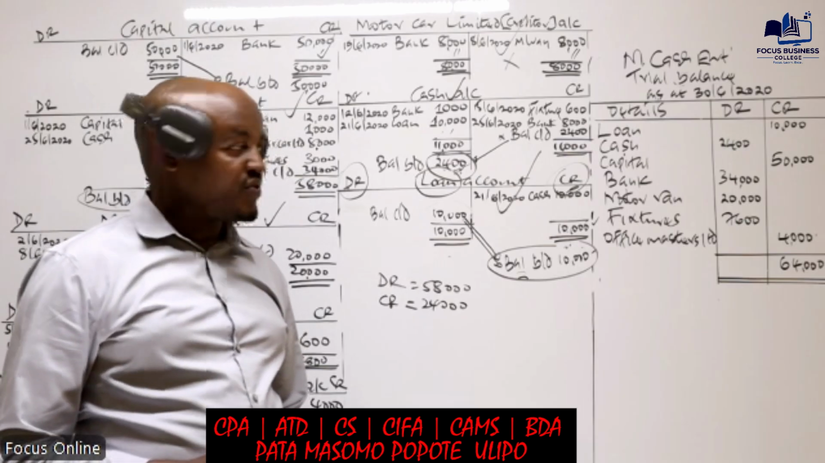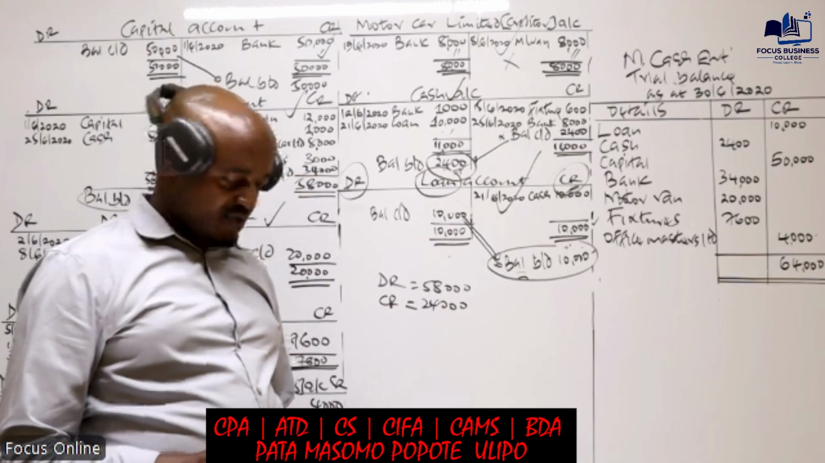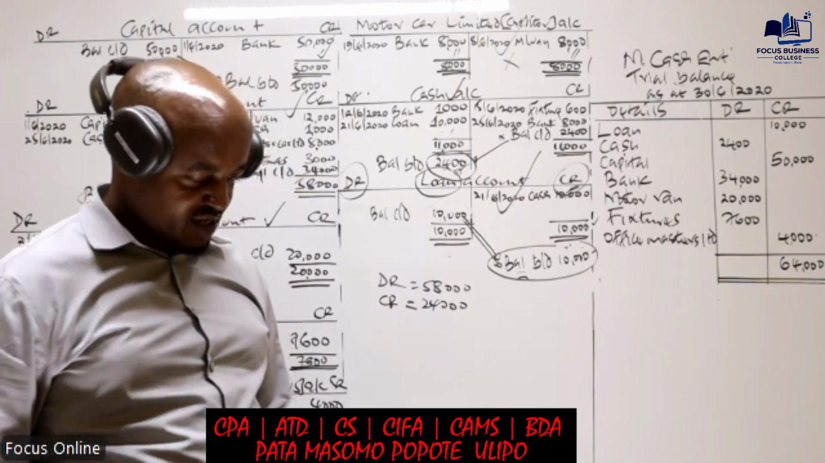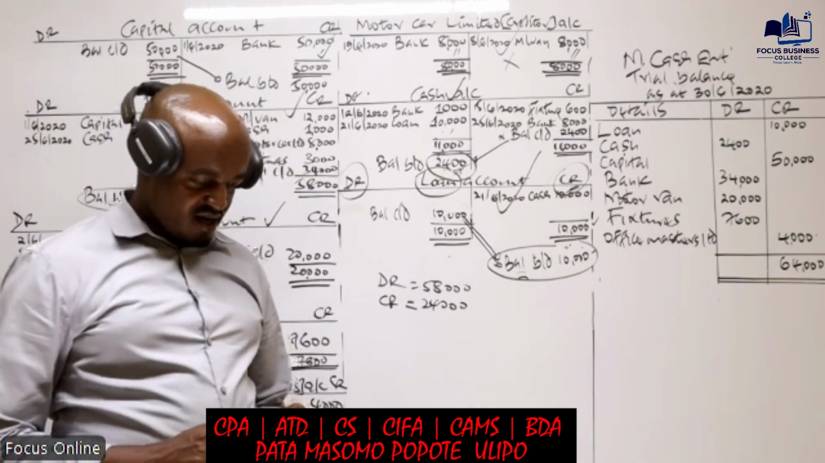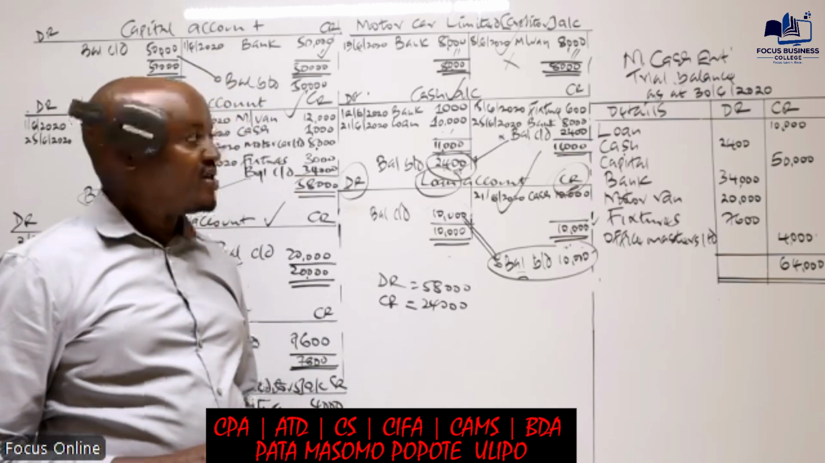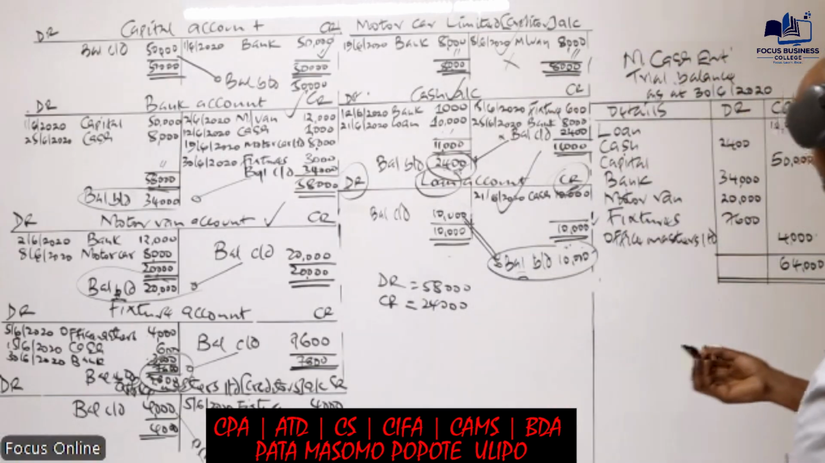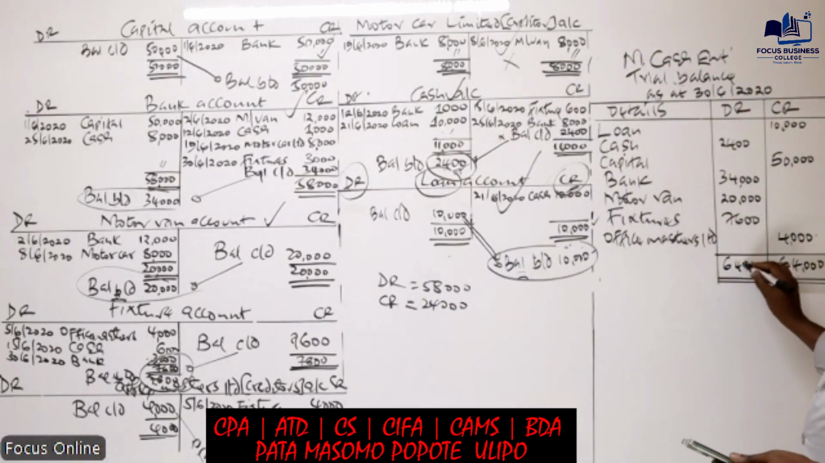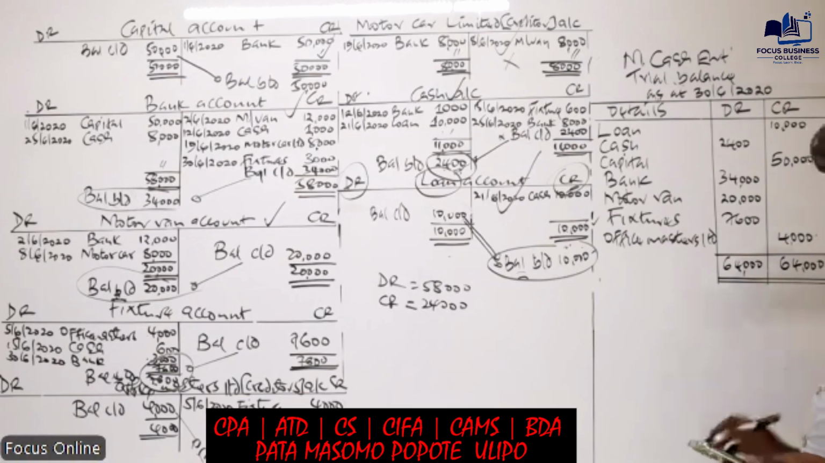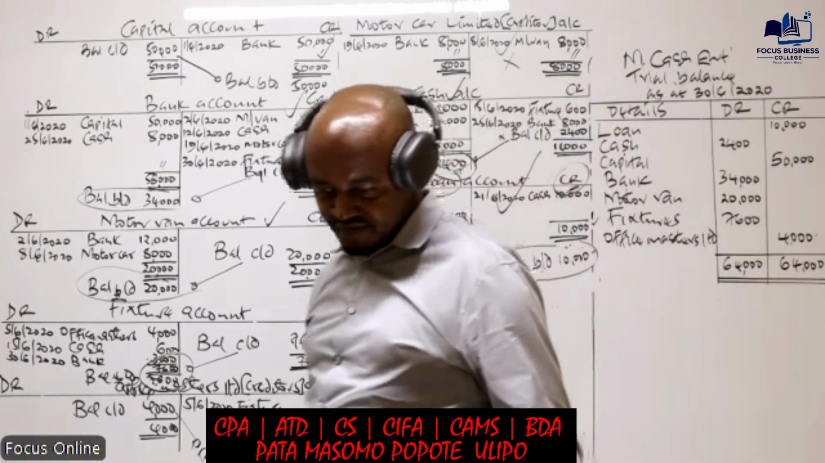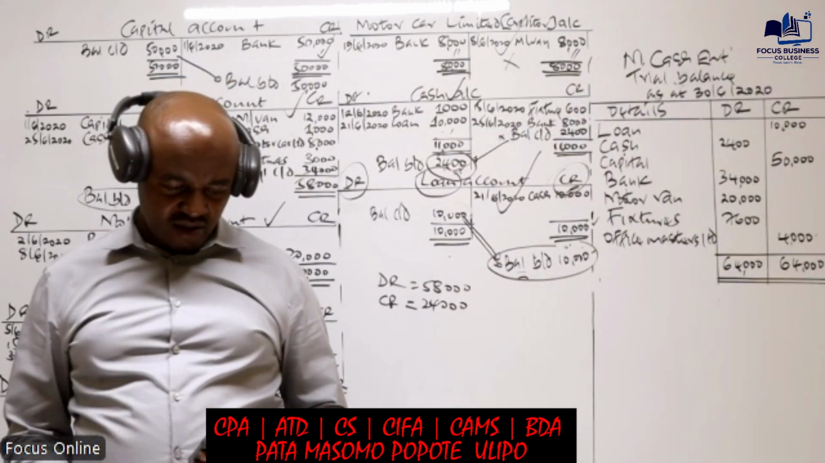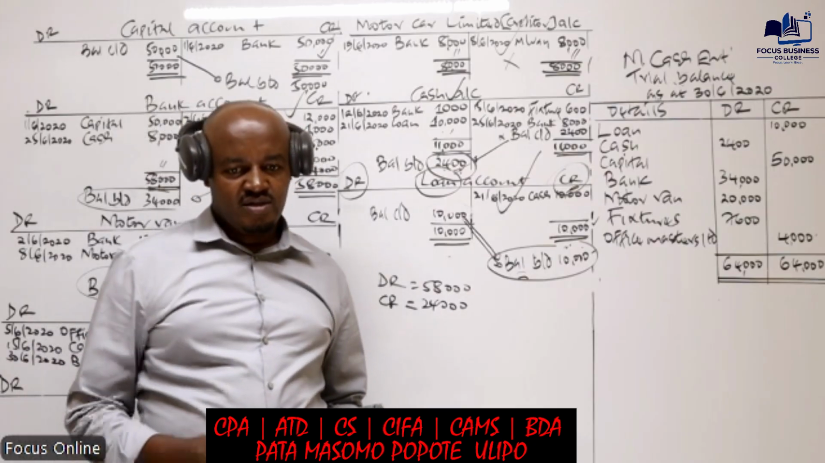Betty, Yusuf, Mary, what are you getting? Betty, I think we have two Betty here. What are you getting on the debit column here? Charles, are you getting 64,000? That is what I'm getting, 64,000.